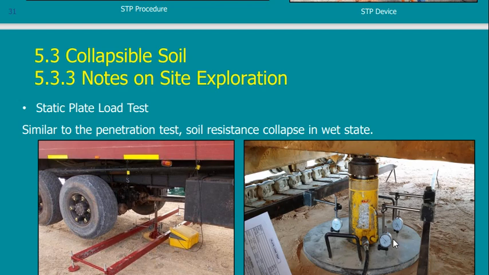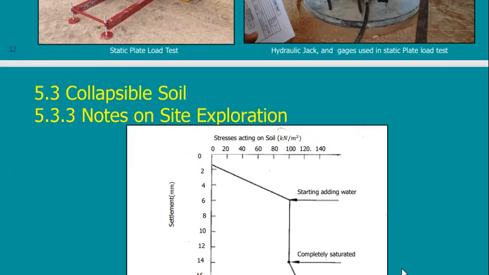We can reach, say, a stress of 2 kilograms per centimeter square. Once I reach this level, I start wetting the soil and then continue the test. If I notice that there is a big change in the soil behavior due to wetting, then this type of soil is a problematic soil and it is affected by water. This is how the test goes.